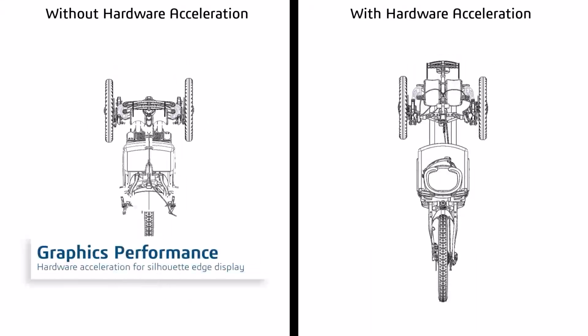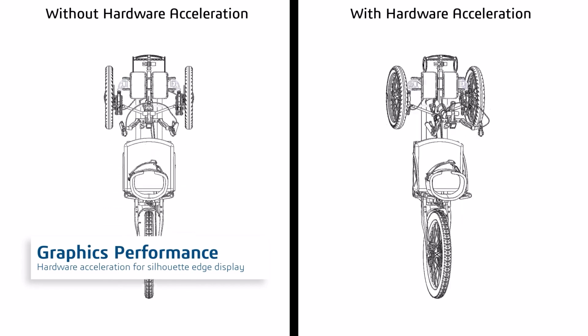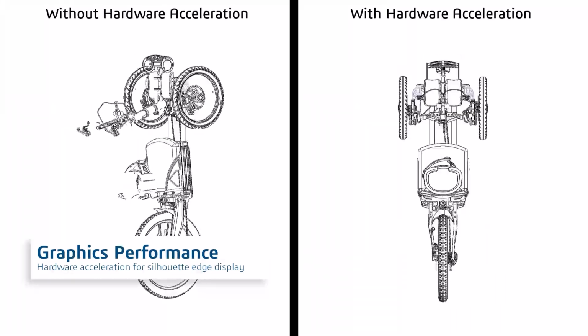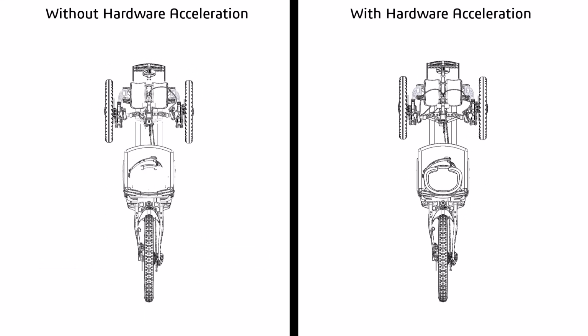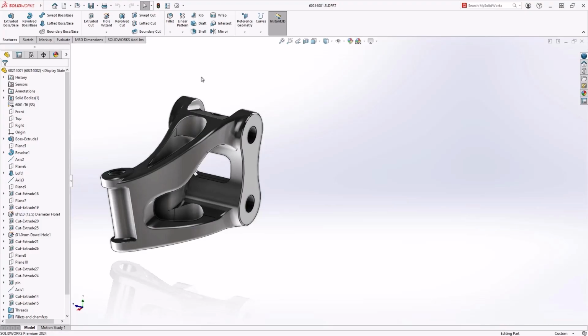2022 saw better model manipulation with smoother graphics handling for assemblies and large parts. Silhouette edges and CPU constraints are no longer issues, resulting in improved frame rates during panning, zooming and rotating.